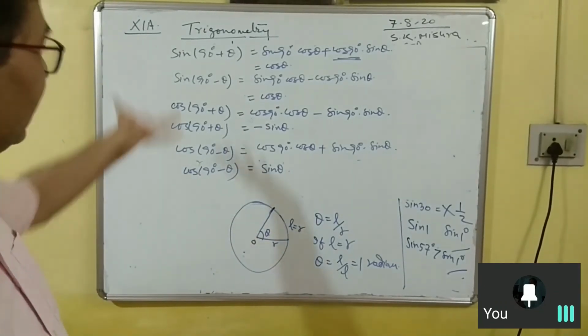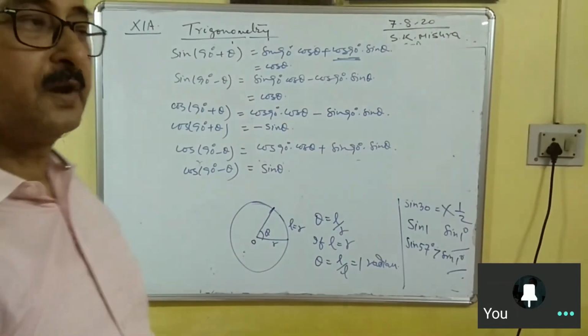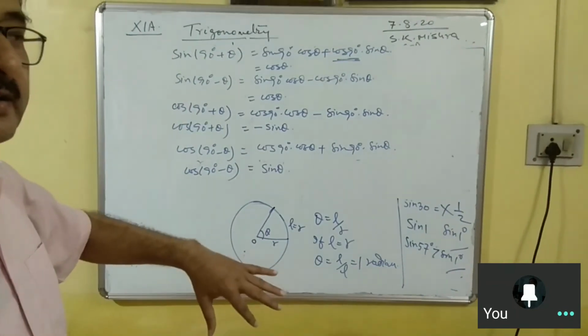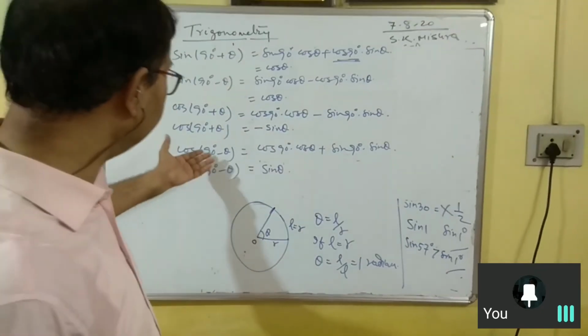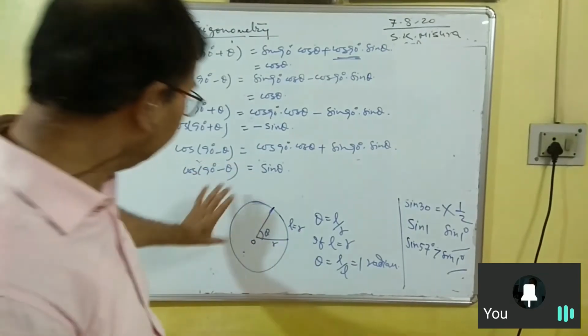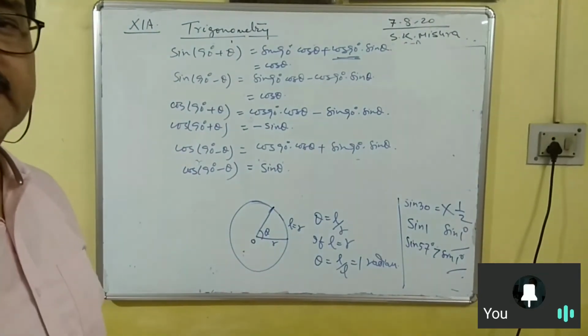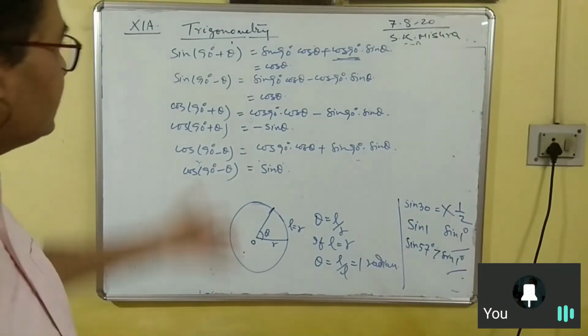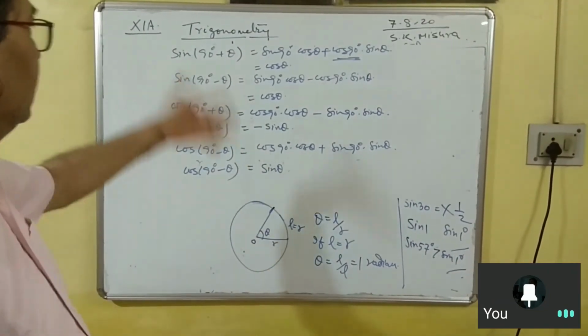Similarly you can find tan A plus B. I have given you the formula for tan 90 plus theta, tan 90 minus theta. Put the value of A as 90, B as theta, and then write the formula, you will get the result. So this is also useful. Sometimes you need this type of formula.